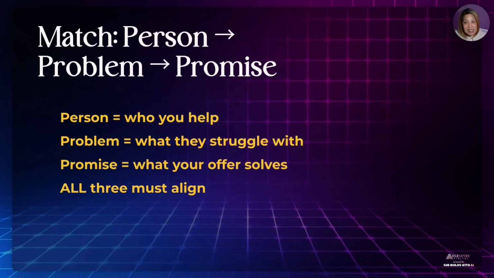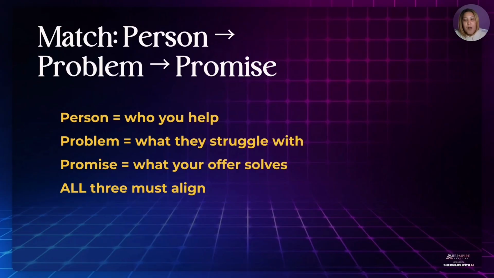So your person has a problem that needs solved. Your offer is the promise that solves it. Very simple. I'm going to repeat that. Your person has a problem. That problem could be, I need a dress right now. Your offer, you have a bridal shop that has a dress and you're doing a sale. That's the solution to that problem, right? So they can get the dress quickly and at a discount.